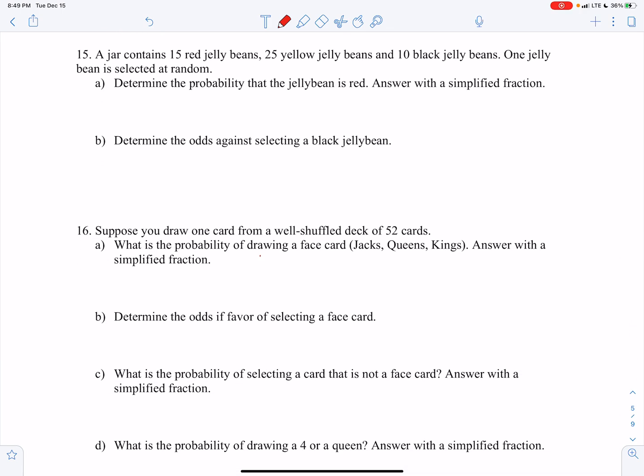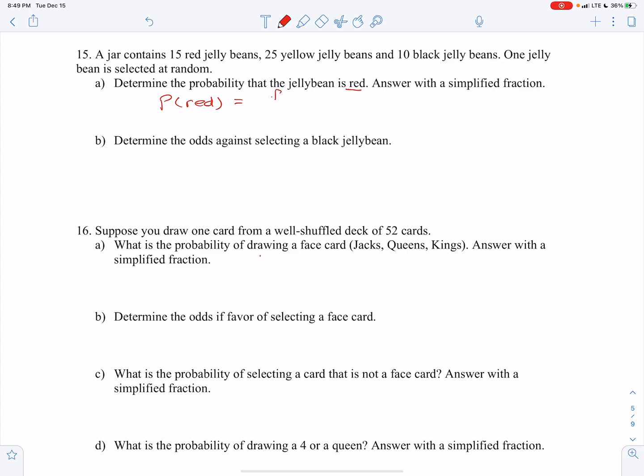15. A jar contains 15 red jelly beans, 25 yellow jelly beans, and 10 black jelly beans. 1 jelly bean is selected at random. We want to find the probability that the jelly bean is red. Now, for probability, we usually express that as a fraction or a decimal. Here we want a simplified fraction.